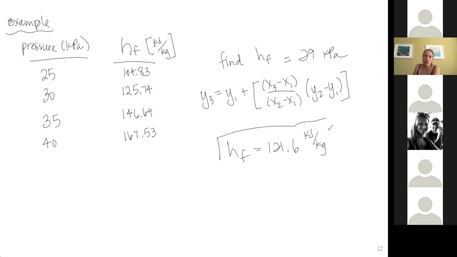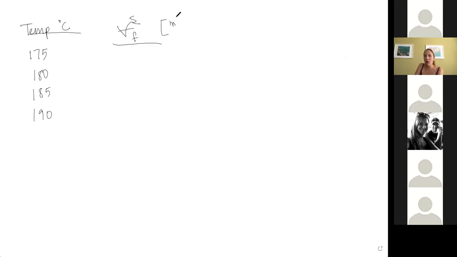So great job, just using this equation or whichever equation works the best for you. What if you were given a system that looked like this? You have temperature in degrees Celsius. So you have 175, 180, 185, and 190. And you know your specific volume for a saturated liquid is, and this is cubic meter per kilogram, because we have specific volume.